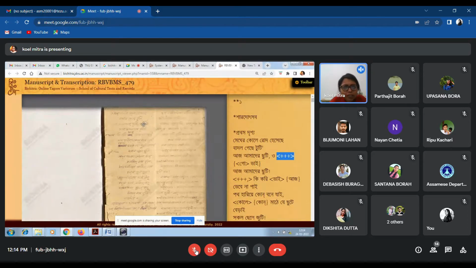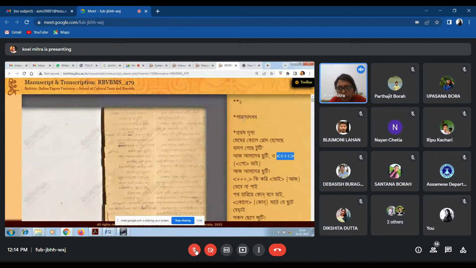What was originally written over here was Aaj amader chuti o go, Aaj amader chuti. Then Rabindranath had struck off the go, and on top of that he has written bhai. So the new text should read Aaj amader chuti o bhai, Aaj amader chuti.